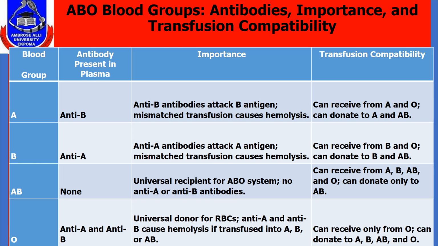This slide before you re-emphasizes what was earlier said about the ABO blood system, their compatibility as well as their importance. It clearly shows who can receive blood from whom and the type of antibodies or antigens present.